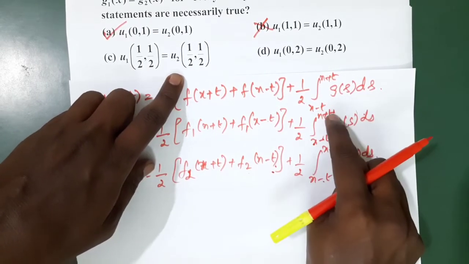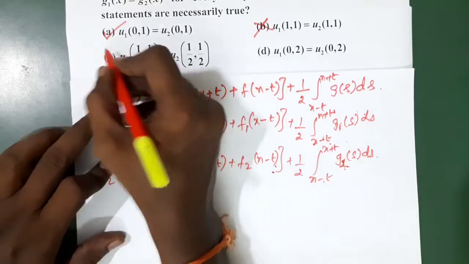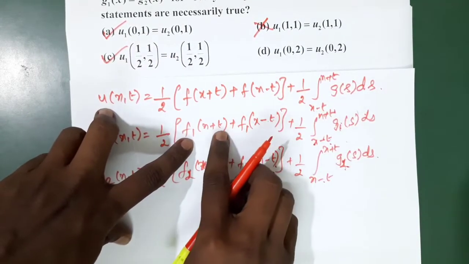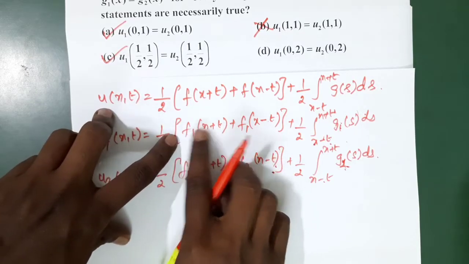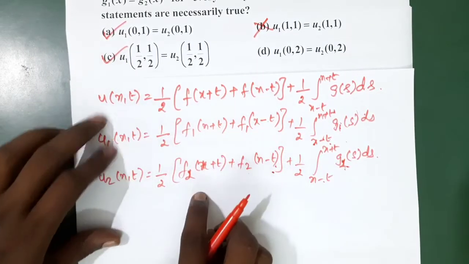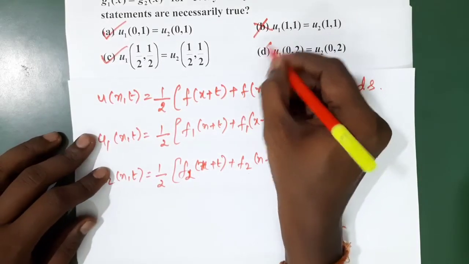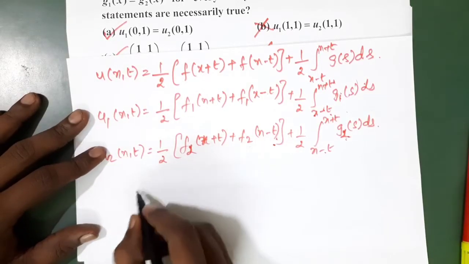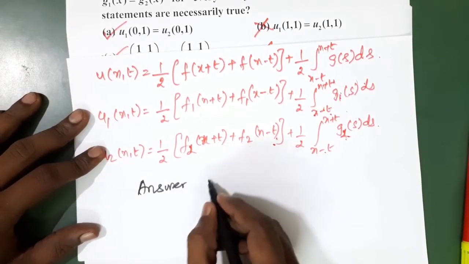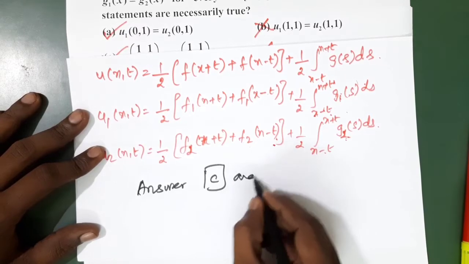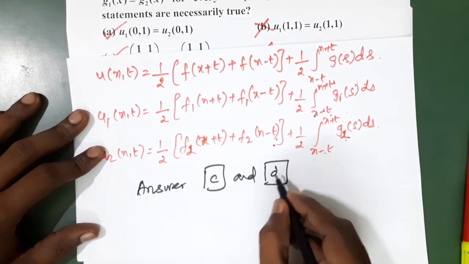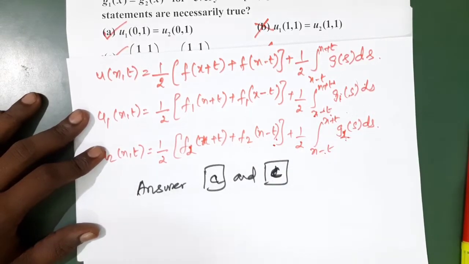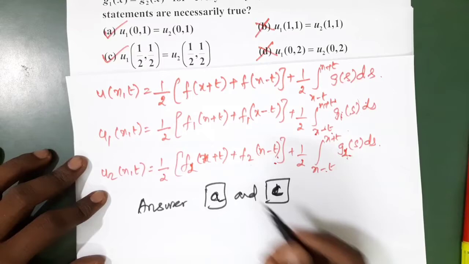1 by 2 plus 1, 1. So these two are also same. So this is possible. So what about 0 to 2? 0 plus t, t means 2. So F1 of 2, F2 of 2, they are not same. So this is not possible. So therefore the answer is option A and C.